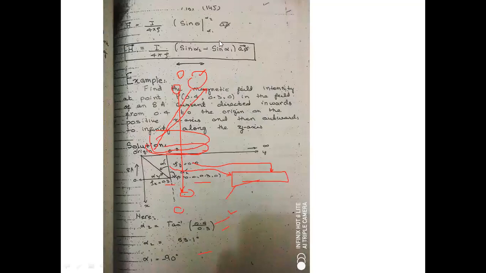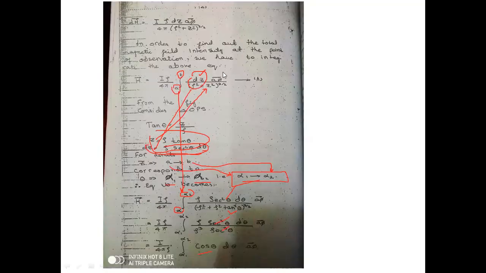So now H is equal to I over 4 pi rho sine theta, the limits are alpha 2 and alpha 1. So putting the limits, sine alpha 2 minus sine alpha 1, and in the direction of a phi, here a phi.